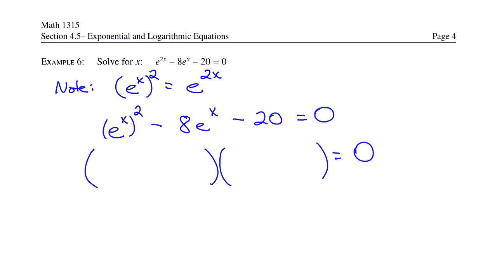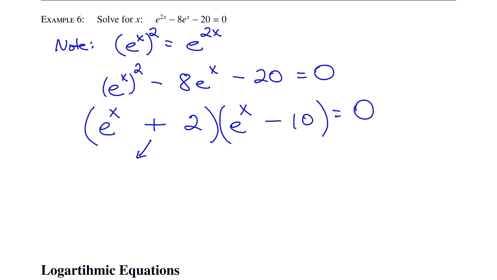But the question is, what do you put in the first spots? Instead of x's, we're going to put e to the x's. Verify that e to the x times e to the x is e to the x squared. It is. Then, what two numbers multiply to give you 20 and subtract to give you 8? Those numbers are 10 and 2. And we need a negative, so we're going to make the 10 negative and the 2 positive.